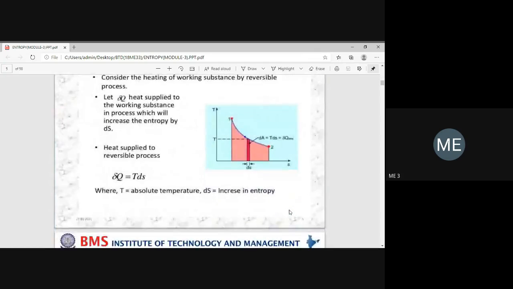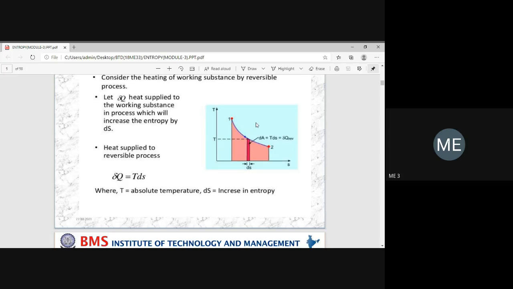And now you see how you are going to represent it in the TS diagram. We studied the PV diagram; like that, we have the TS diagram also related to heat transfer. So T is the Y coordinate and S is the X coordinate. Consider the heating of a working substance by a reversible process. We know the reversible process and the irreversible process.